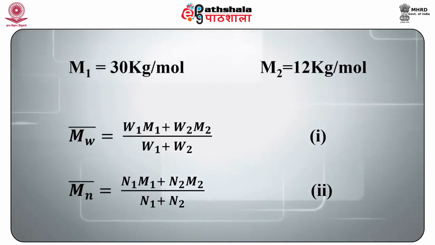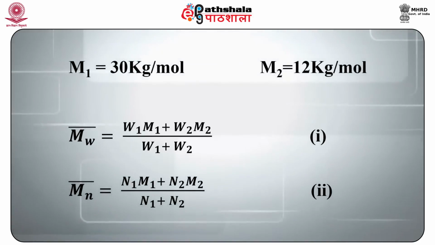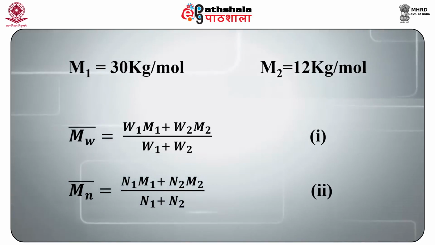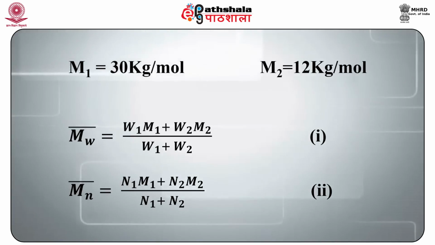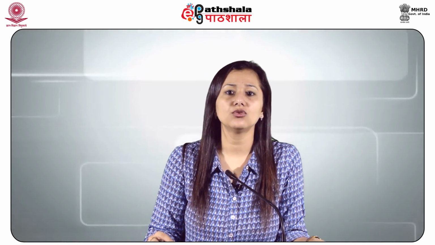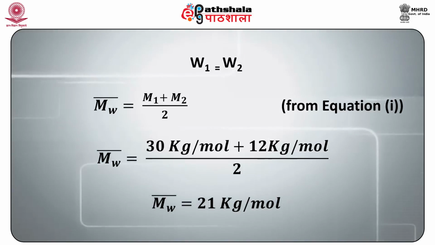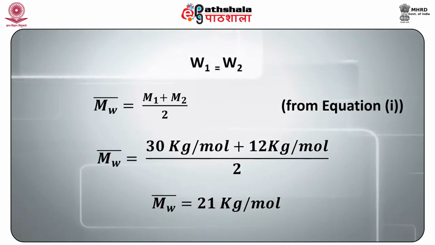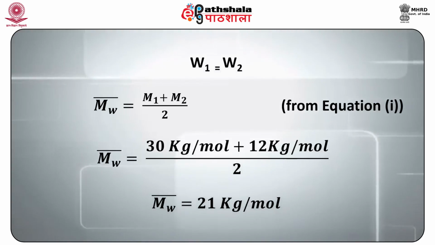The solution is as follows. The given is the molecular weights of the two polymers, M1 as 30 kg per mole and M2 as 12 kg per mole. Therefore, we can calculate the mass average Mw bar and the number average Mn bar molar masses using the formulas as given by equation 1 and 2. We are also given that the sample contains equal masses of the two components, that is W1 is equal to W2. Therefore, from equation 1 we get Mw bar equals (M1 plus M2) by 2. Substituting the values, we get Mw bar equals 21 kg per mole.